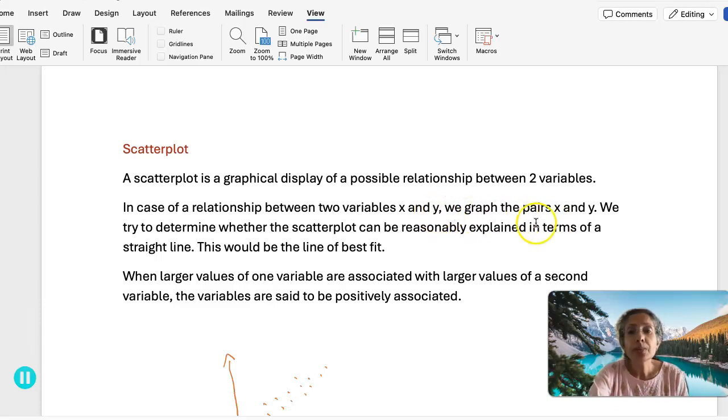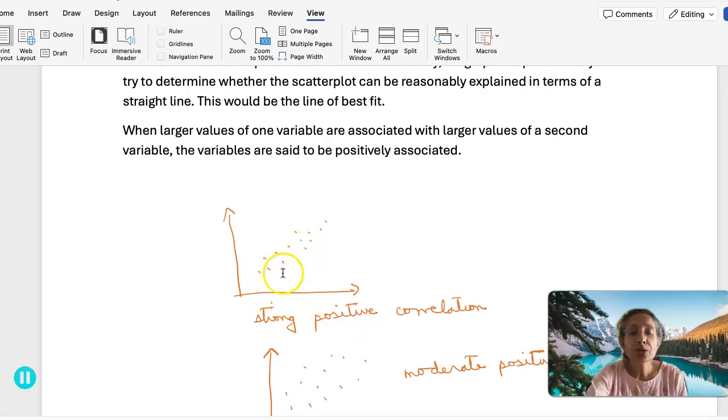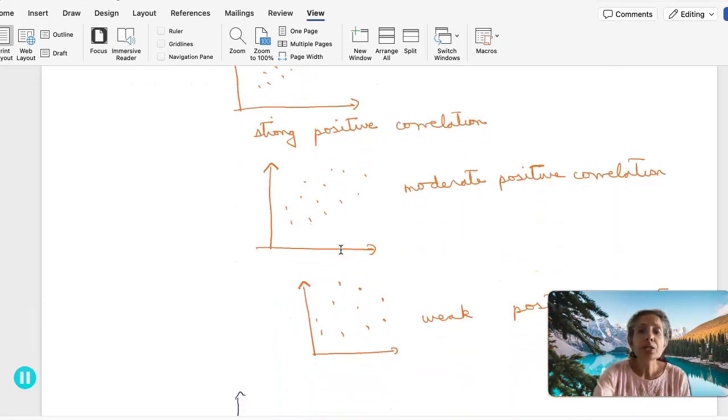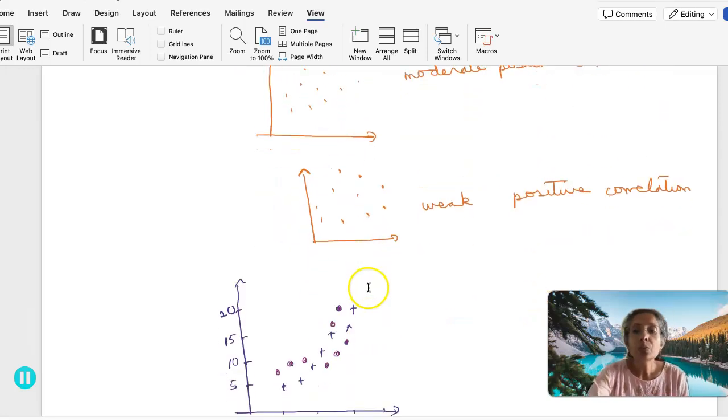And what does the scatter plot do? We try to determine whether the scatter plot can be reasonably explained in terms of a straight line. And this straight line is called the line of best fit. Now, when larger values of one variable are associated with larger values of a second variable, the variables are said to be positively associated. So this will be a strong positive correlation. As you can see, it goes from left to right, upwards. This is a moderate positive correlation, it's spread out. And this is a weak positive correlation, it's all over.